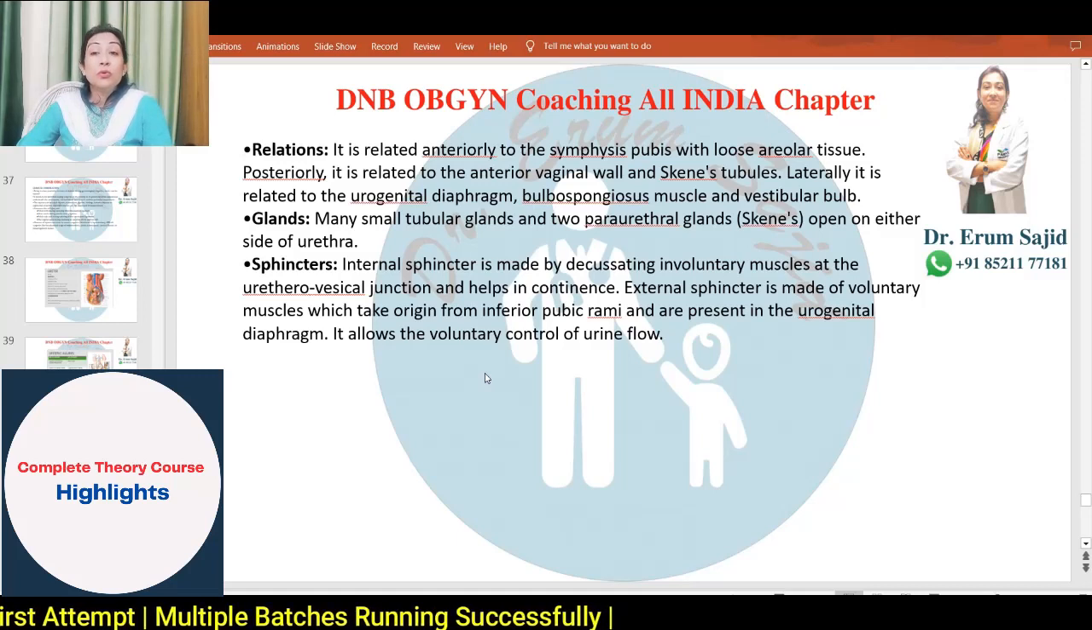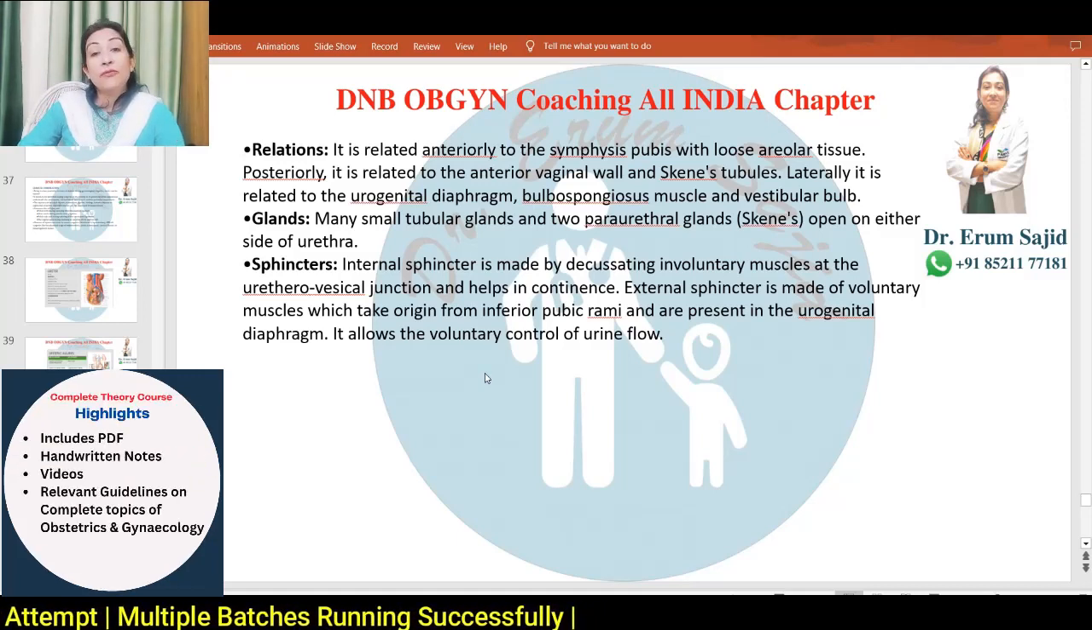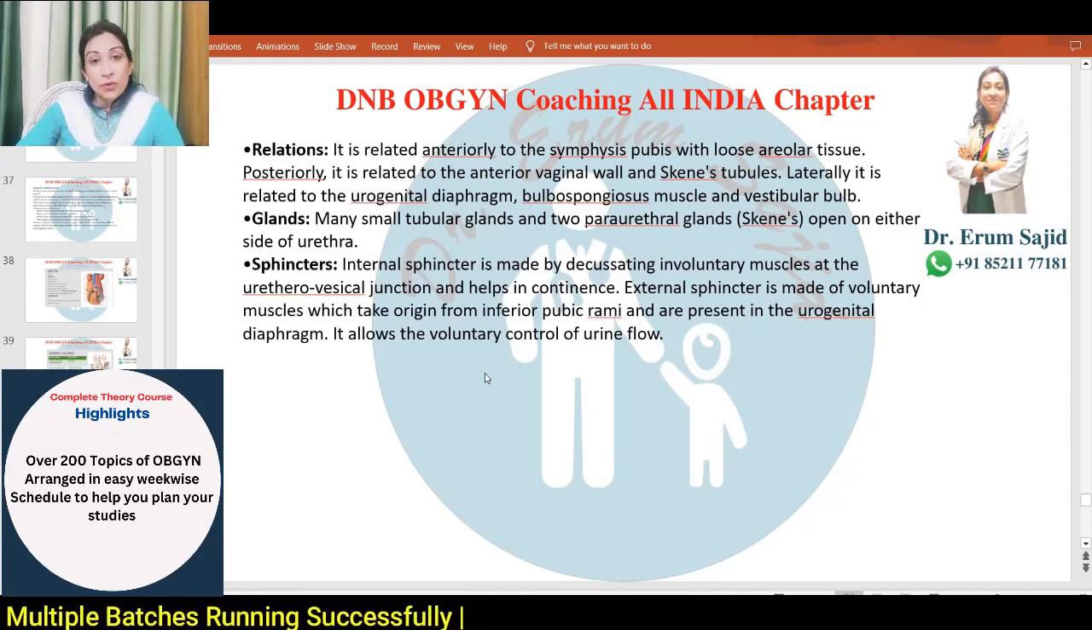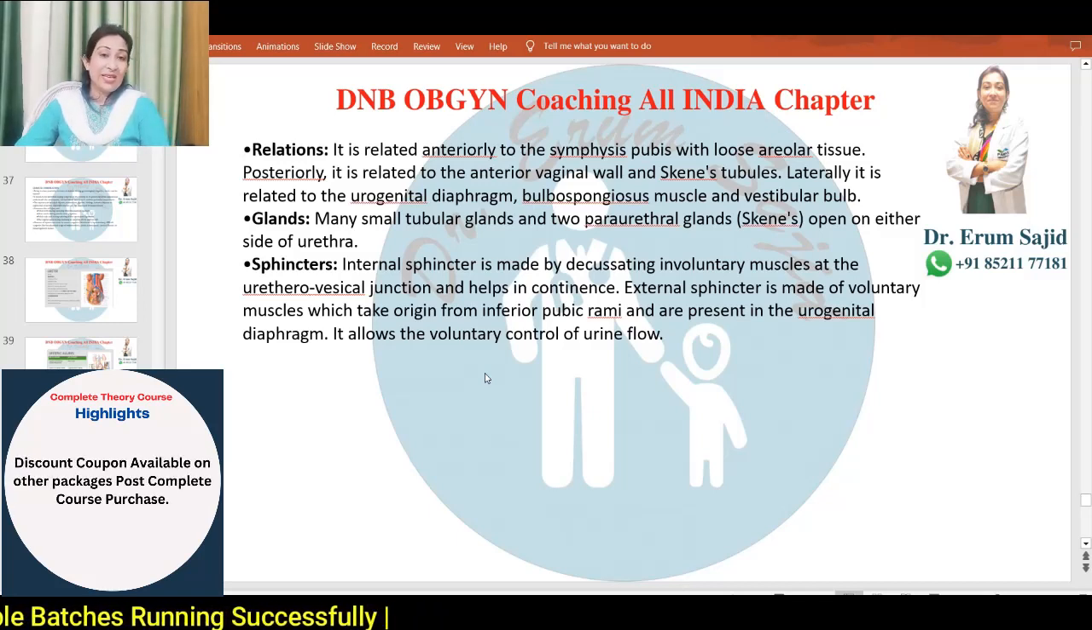Skene's tubules. Laterally, it is related to the urogenital diaphragm, bulbospongiosus muscle, and the vestibular bulb. And you have two very important glands, the two paraurethral glands, the Skene's glands, which open on either side of the urethra. Two Skene's glands, also the male counterpart of the prostate gland.